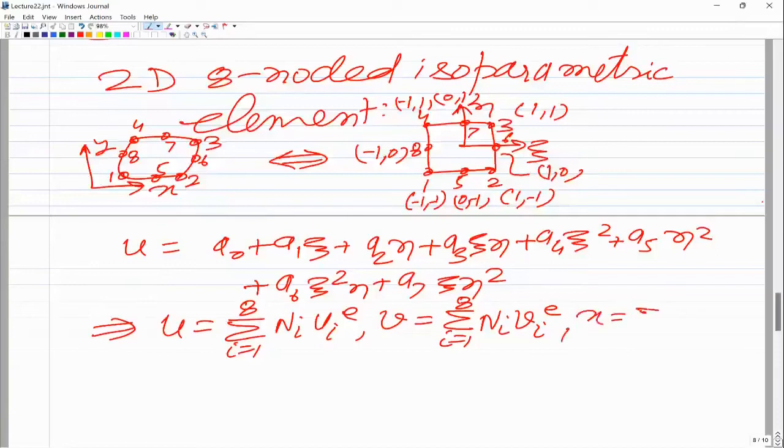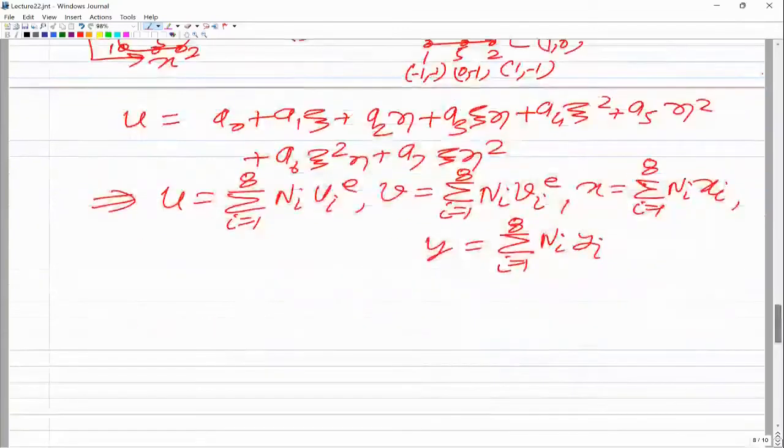So x is summation I going from 1 to 8 Ni xi, and similarly we'll have y as summation I going from 1 to 8 Ni yi. So this would be the interpolation, and the only thing that changes is the interpolation function. So let me write the interpolation function. What I am going to do is define all the shape functions and explain to you how to write these directly.